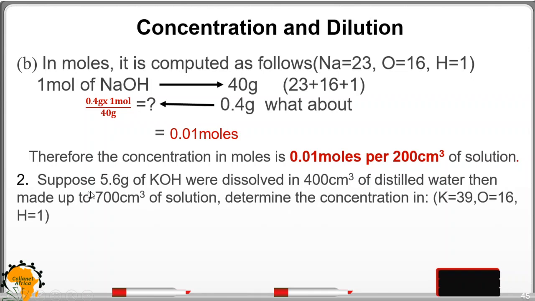Example 2, suppose 5.6 grams of potassium hydroxide were dissolved in 400 centimeters cubed of distilled water, then made up to 700 of solution. Determine the concentration in grams, then in moles.